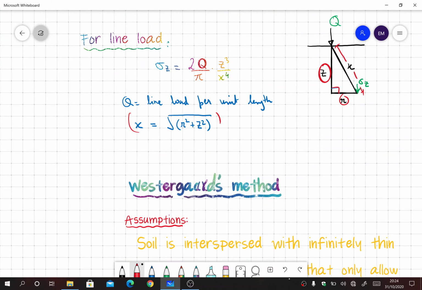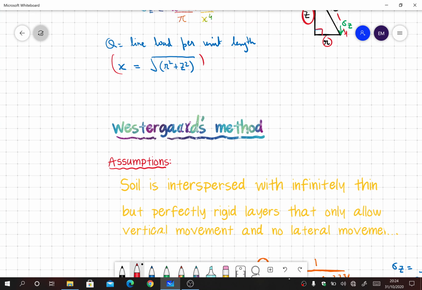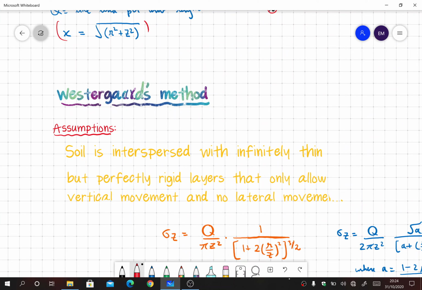Okay. The second method is Westergaard's method. The assumption of Westergaard is that soil is made up of very rigid layers that only bend in the vertical direction and there is no lateral movement. So that means it's considering soil to be in layers, which is closer to real life, and we apply load Q. So it says there will be deformation only in the vertical direction and there is no lateral movement.